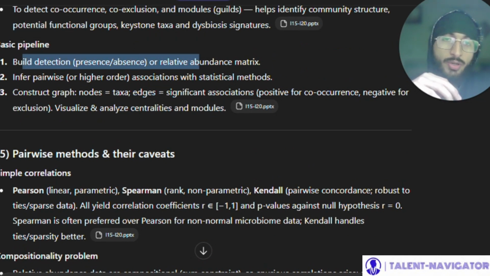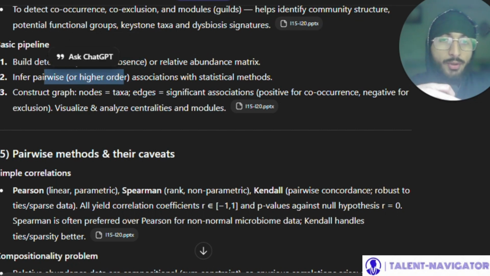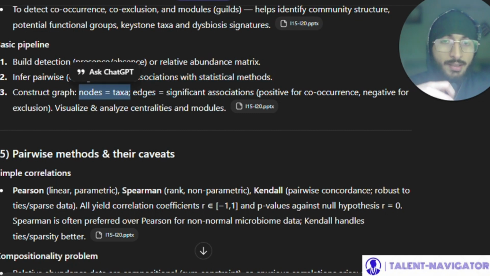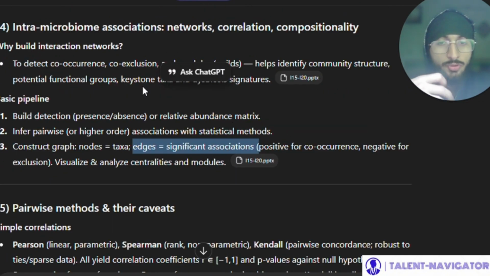First, we build the detection or relative abundance matrix to check the presence or absence, then infer the pairwise or higher order associations with statistical methods, and also construct the graph where nodes are taxa and edges are the significant associations, that is positive for co-occurrence and negative for exclusion.